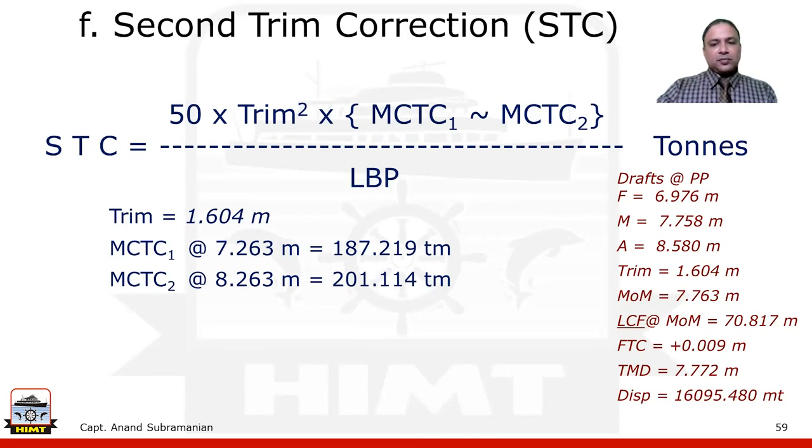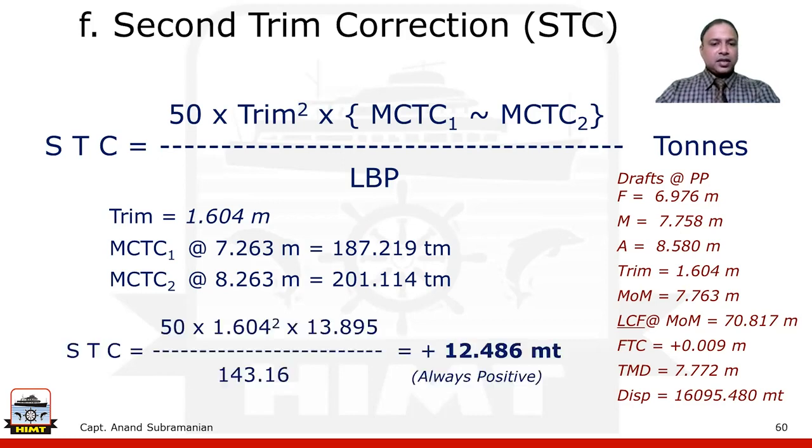Now this is 50 centimeters plus and minus. That is, we have the mean of mean draft 7.763. 50 centimeters less is 7.263. 50 centimeters plus for this is 8.263. So now we have the MCTCs, and now we can put these values into our calculations and obtain the answer. And the answer we get is plus 12.486. Now, as we discussed earlier, the second trim correction is always a positive sign.